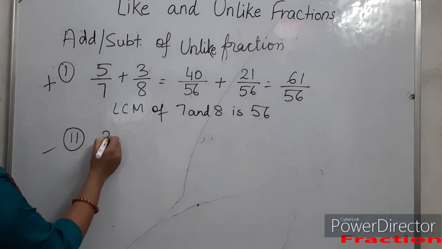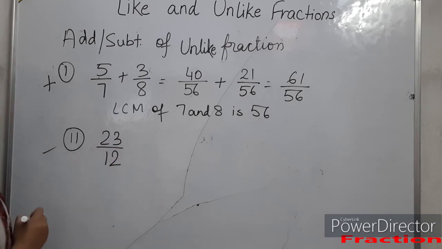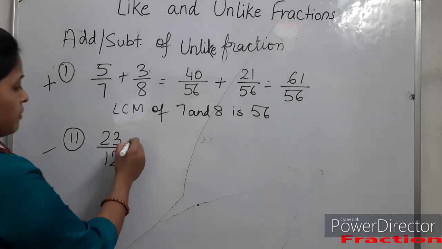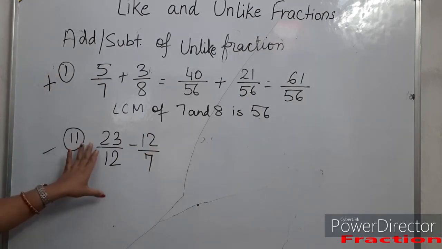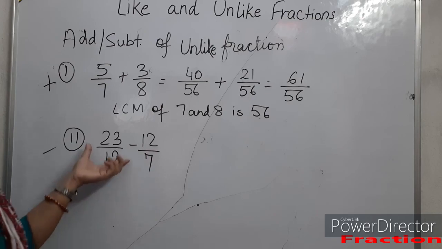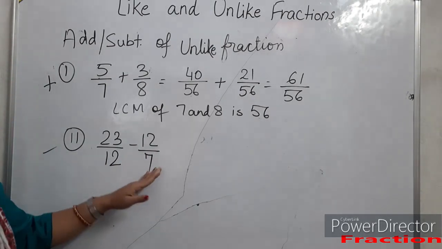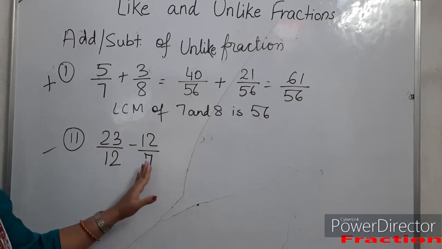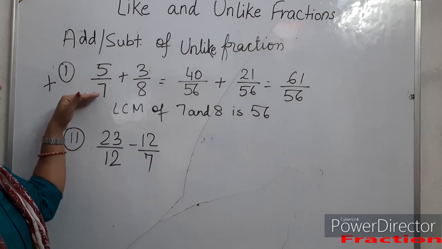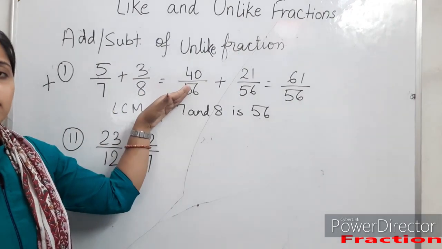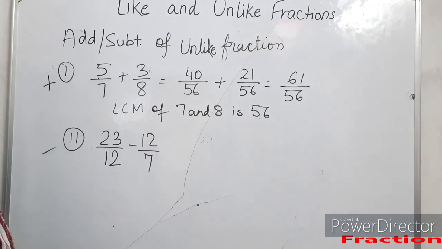So let's take an example: 23 over 12 minus 12 over 7. Here there are two unlike fractions, 23 by 12 and 12 by 7. Now we have to subtract the fraction 12 by 7 from 23 by 12. In case of addition, we have taken the LCM. In the same way, in case of subtraction also, we have to take the LCM.